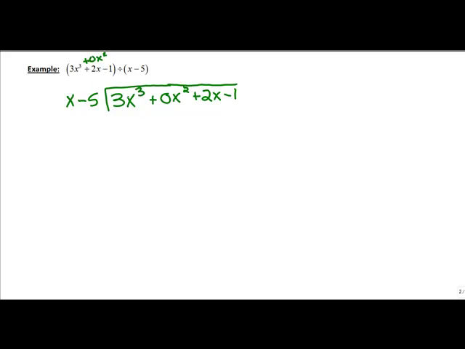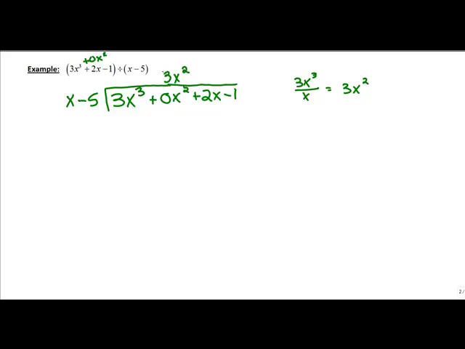Remember, the first step is to focus on the outer two left terms, so we need to figure out what to use on top to multiply that's going to end up giving us 3x to the third. So 3x to the third divided by this x on the outside is going to be 3x to the second. So I'm going to line the 3x squared up above the other x squared term here.